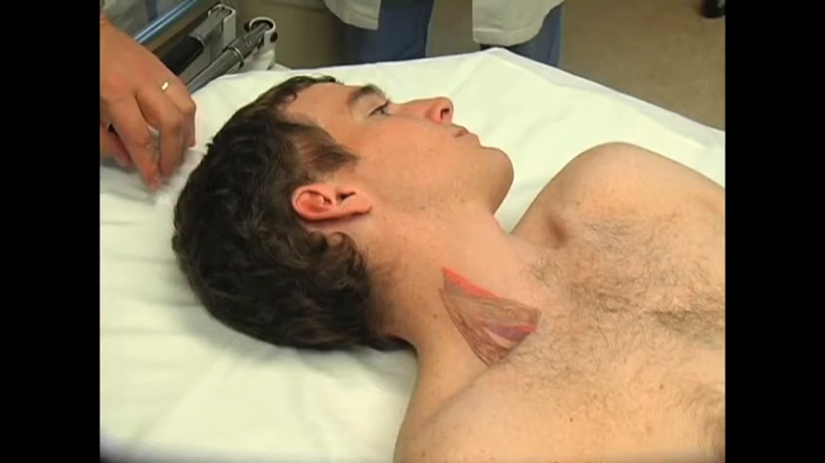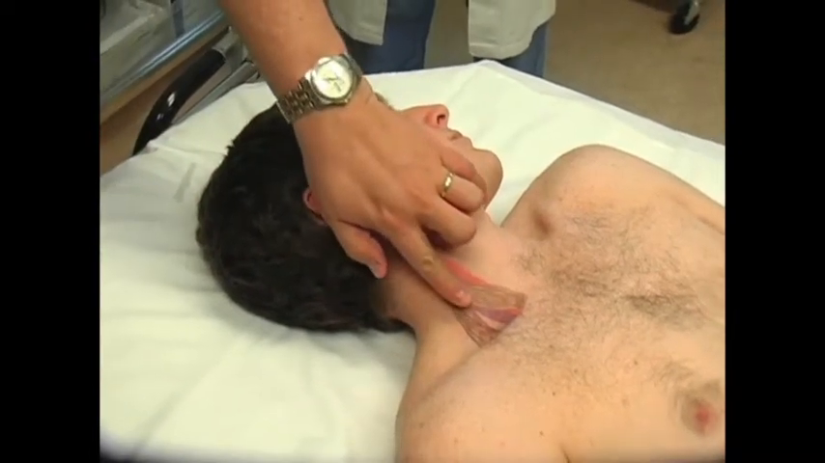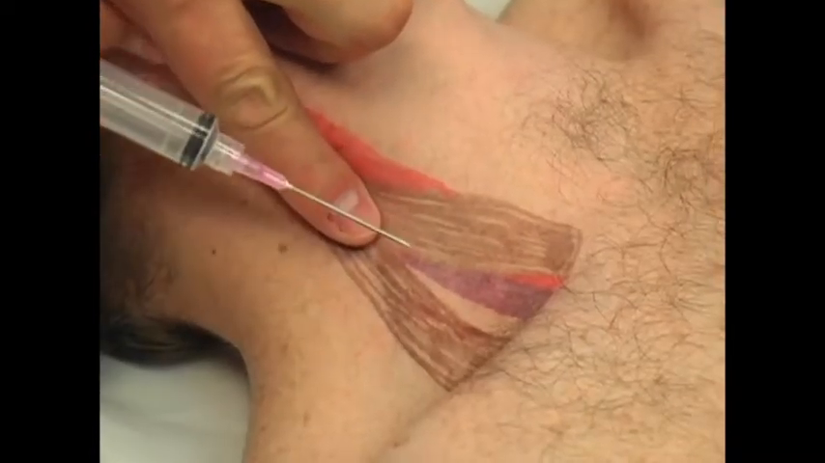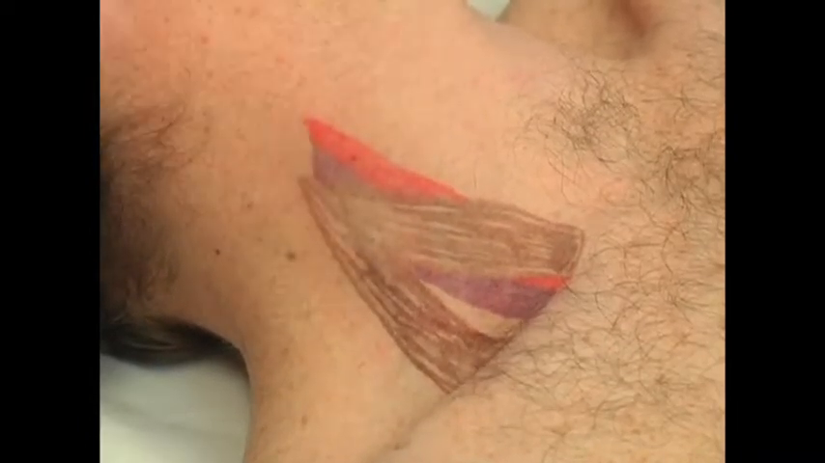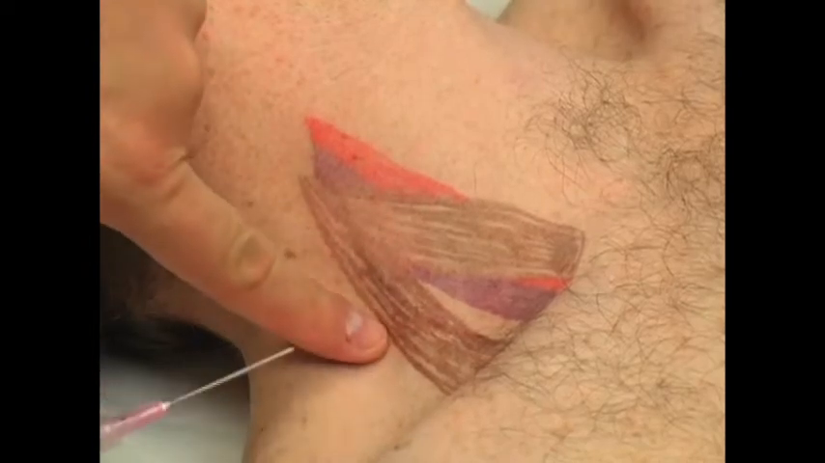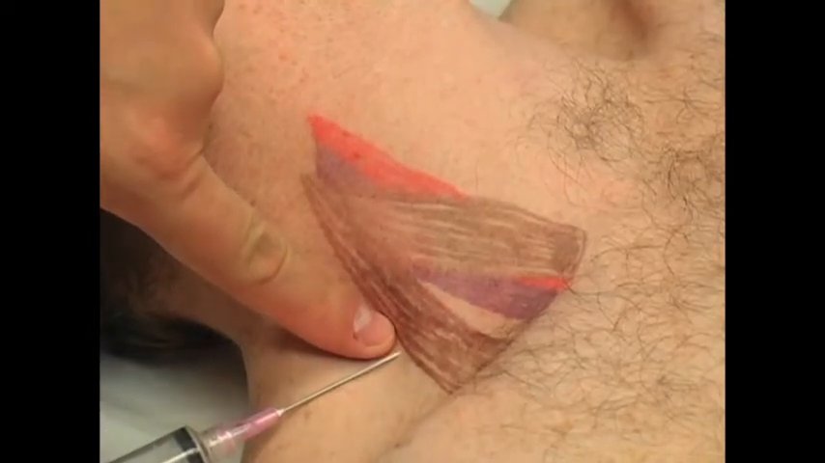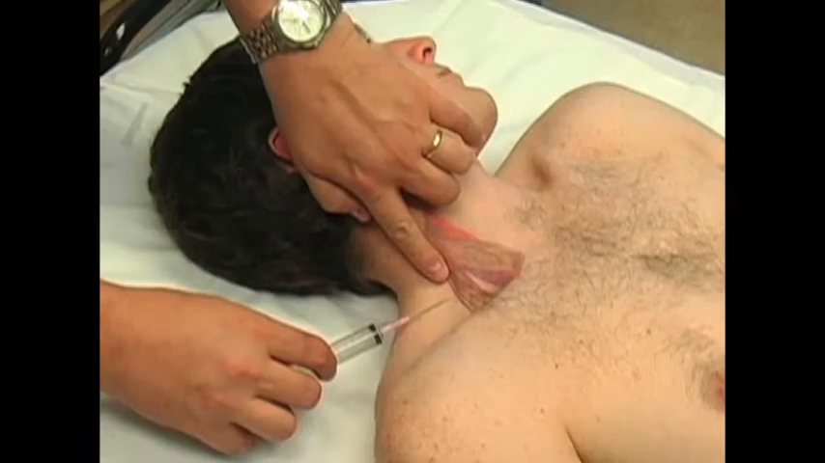For the traditional middle approach, the needle enters at the apex of the triangle and is directed towards the ipsilateral nipple. For the posterior approach, the needle enters at the posterior aspect of the lateral head of the SCM and is directed towards the sternal notch.